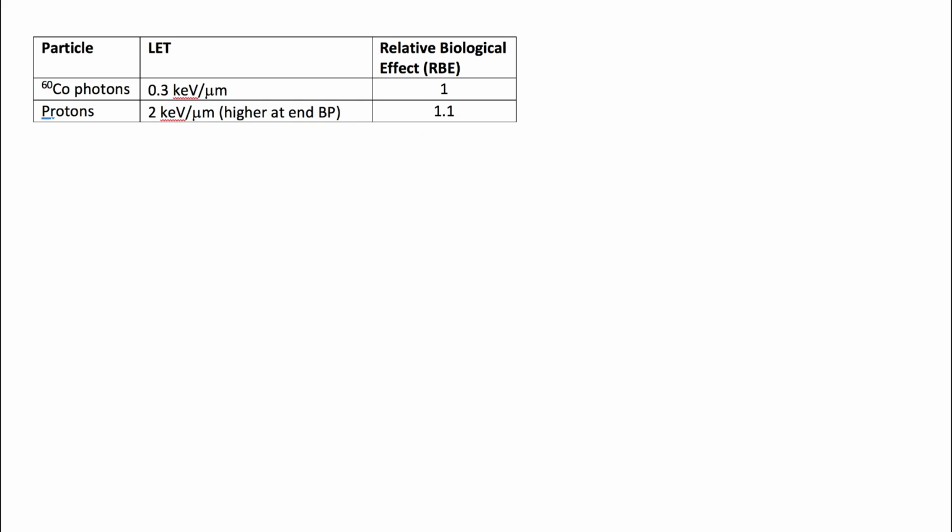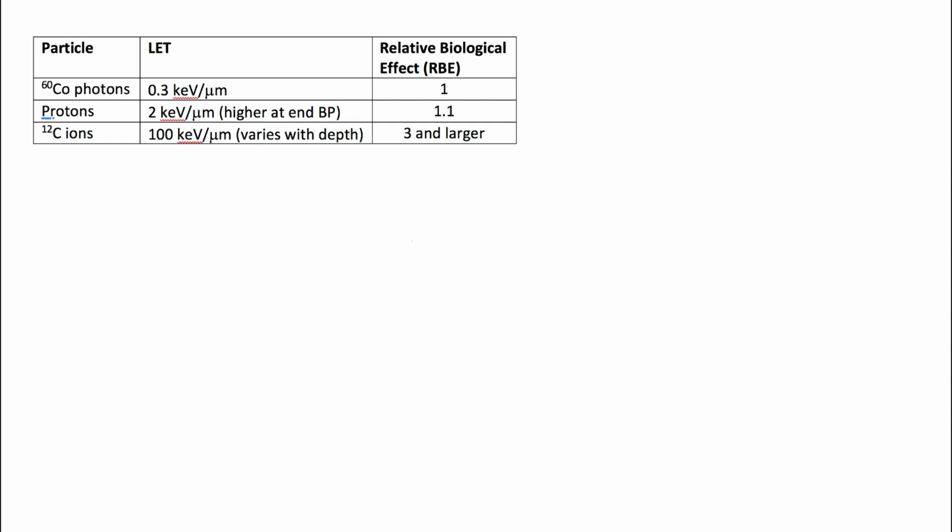Let's talk about the relative biological effect of heavy ion beams. They have a bigger RBE compared to proton or photon beams. Let me try to explain some of the reasons behind it. Here are some numbers. Photon beams have a low LET and an RBE of 1. Proton beams have a little bit higher LET, especially at the end of the Bragg peak, but in general we would say that RBE is 1.1, a little bit higher than photons.